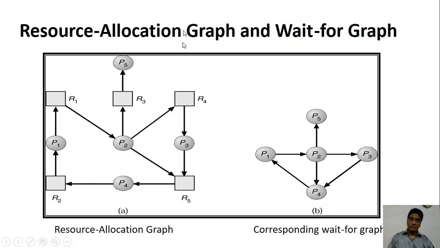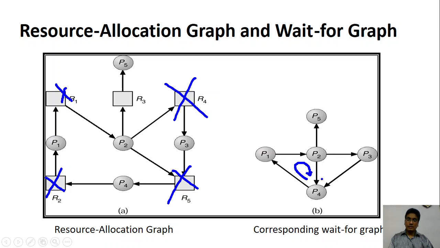So this graph is called a wait-for graph. In the wait-for graph, what is not there? The resources are pulled out, and the same way this is also true. So now you get only the processes. Now find out whether there is a cycle. You notice that there is a cycle here.